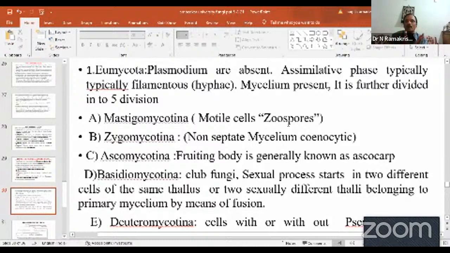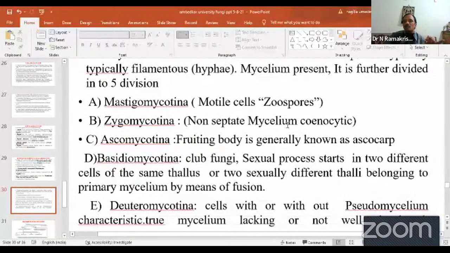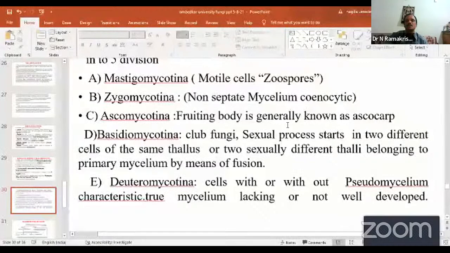And the third one, Ascomycotina, whose fruiting body is generally known as the ascocarp. Basidiomycotina, the club fungi, the sexual process starts in two different cells of the same thallus, or two sexually different thalli belonging to primary mycelium, by means of fusion. Recall this is in the basidium. The last one is Deuteromycotina, where the sexual stage is lacking or not well developed. So these are the five types.